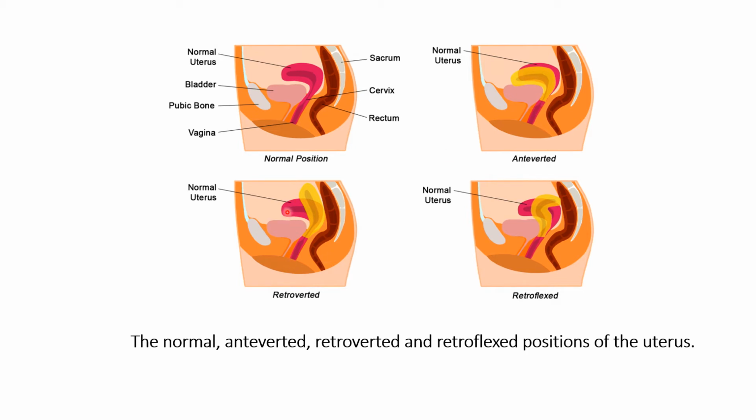Here is the normal uterus, normal position, and when it is moved backward or positioned backward, that is called a retroverted uterus, like this. Then when the body alone bends backward, that is called a retroflexed position. This is the normal position of body. Instead of like this, it goes to the back or to the sacrum, and that is called retroflexed. Retro means back.